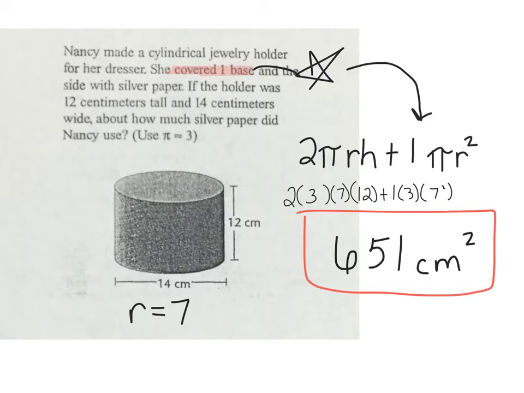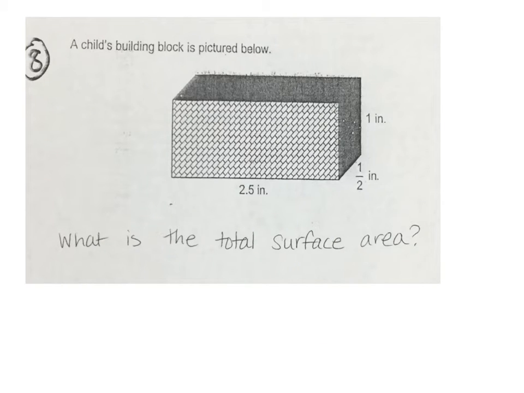All right. Like I said, there's not going to be any on the test tomorrow where it just says like covered one base, so don't worry about that. Okay, number 8 says that a child's building block is pictured below. What is the total surface area? So this is easy. It's total surface area. It's a rectangular prism.